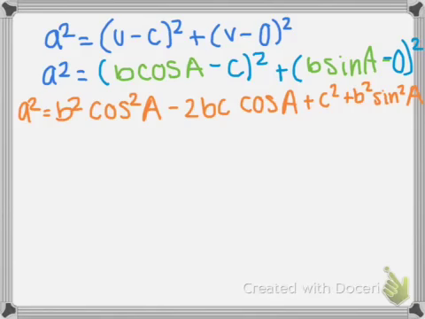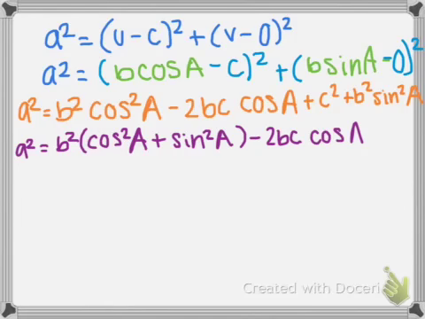Now we're going to factor the b squared out of the first and last terms to get a squared equals b squared (cosine squared a plus sine squared a) minus 2bc cosine a plus c squared.